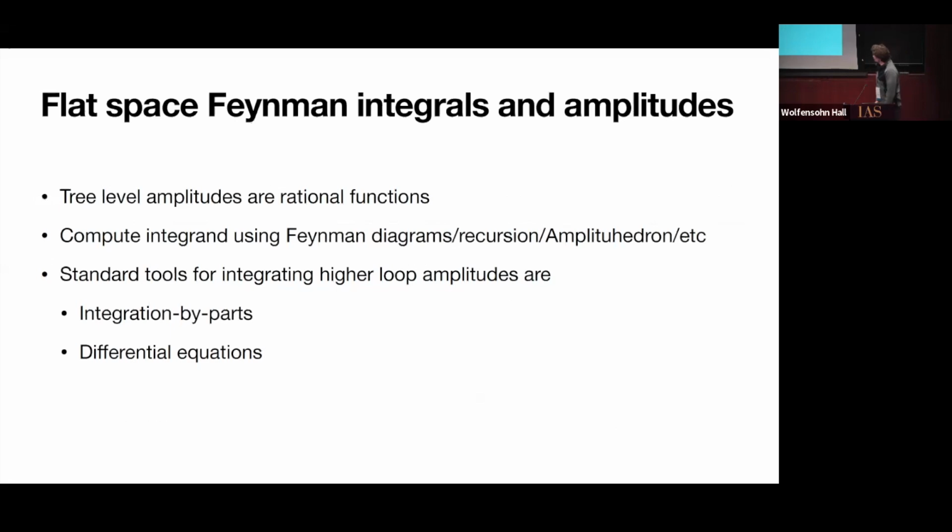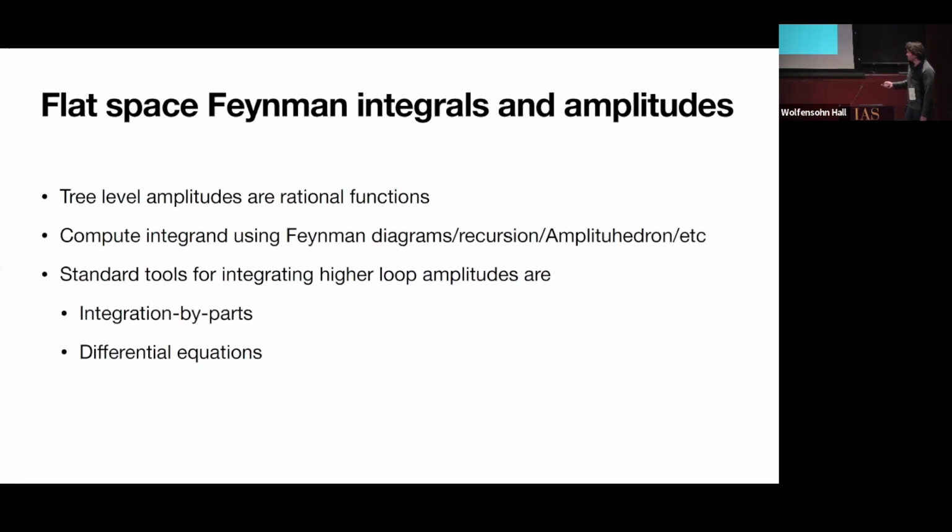So the story that I specifically want to focus on in flat space, which is what I want to generalize to curved space, focuses on Feynman integrals. So what's the story with Feynman integrals in flat space? The first one is that tree-level amplitudes are rational functions. When we go to loop level, we have non-trivial integrals. We have a variety of methods for computing those integrands. But once we actually have the integrand, there are two standard tools for computing the full amplitude.